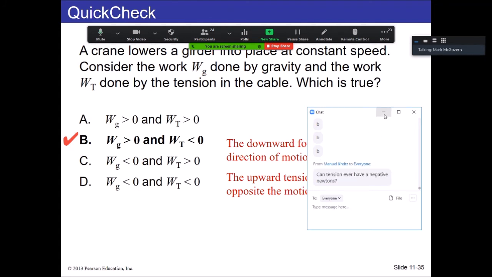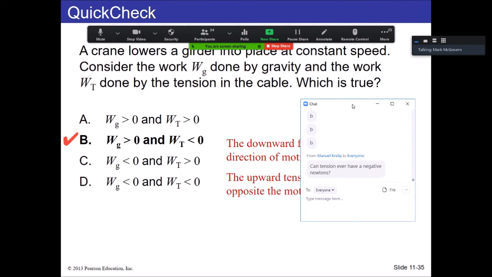Wait, negative newtons. I don't know that. Let me reword your question for you. I don't know what your question is, actually. Tension of negative newtons. Yes. But if it's negative, that just means the tension points in a direction that we consider to be negative. That's the only reason why you would say something's negative. It just points in that direction, but it doesn't mean anything for what the force does, you know?